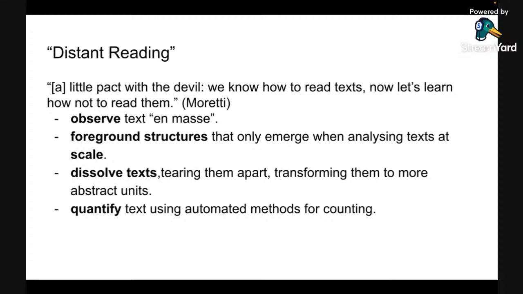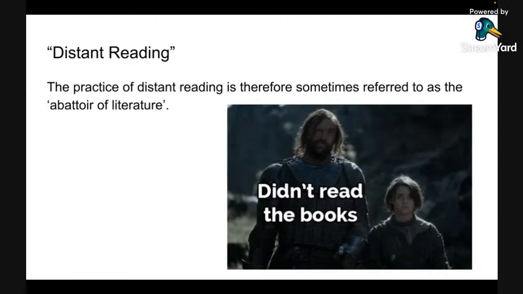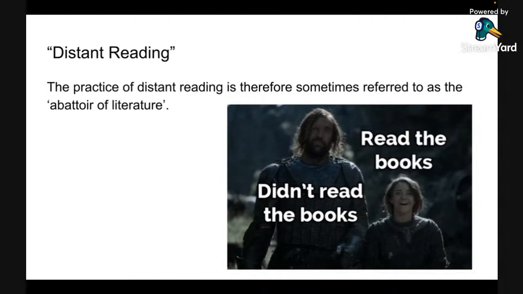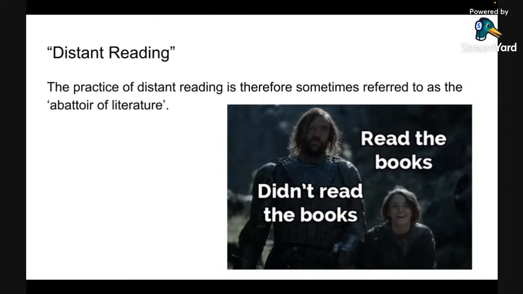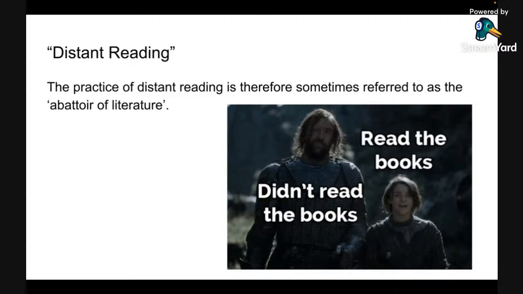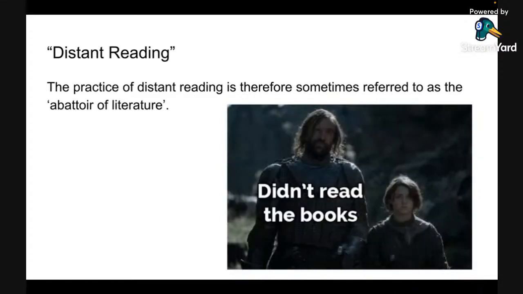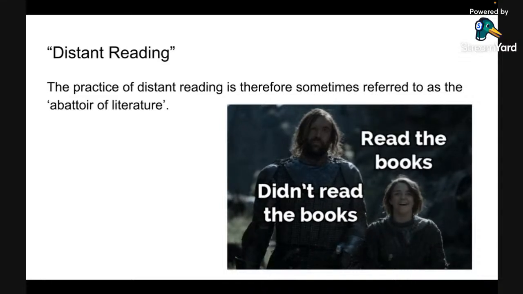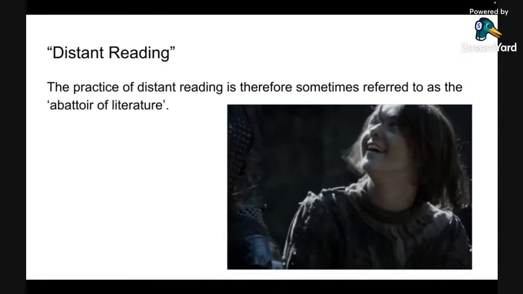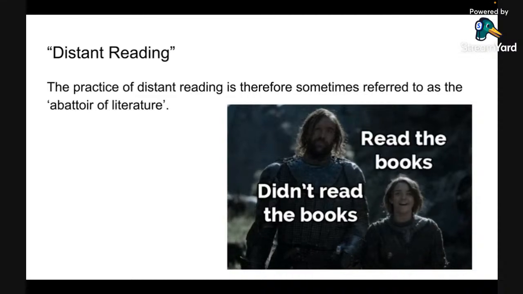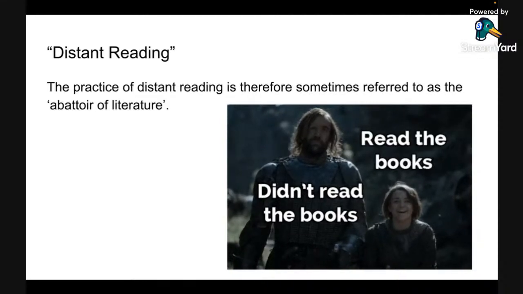So in distant reading, we will often read or process text using automated methods for counting. There are more advanced ways of doing this, but in this session, we will only look at the basics. So to give you a more concrete example of what distant reading is, distant reading is also often called the abattoir of literature, especially because we will destroy text, reconfigure them, and transform them into something more abstract, and basically then look at the corpus again. So this is why it's called this abattoir, because we chunk it in small pieces.